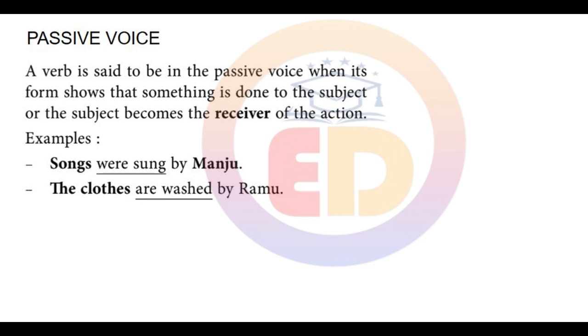Explaining the passive voice. As the term suggests, passive means the subject is in the passive form, meaning not performing the action. A verb is said to be in the passive voice when its form shows that something is done to the subject, or the subject becomes the receiver of the action. Let us understand this through an example.